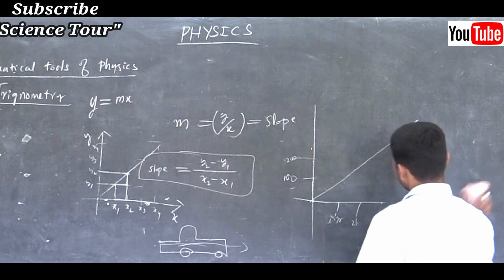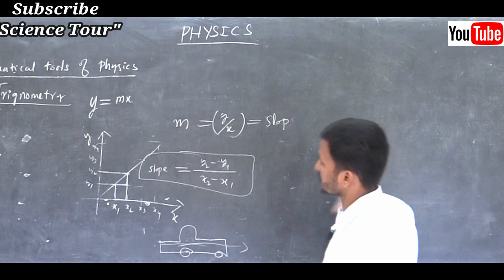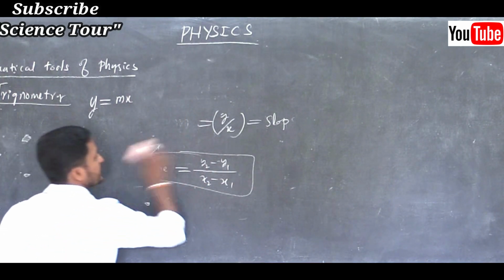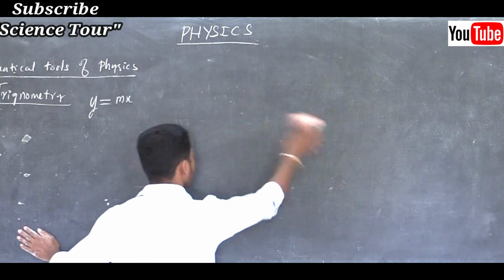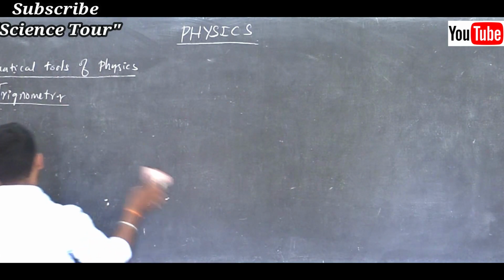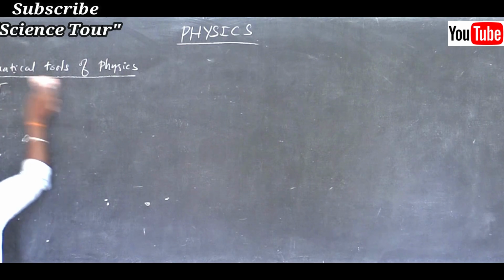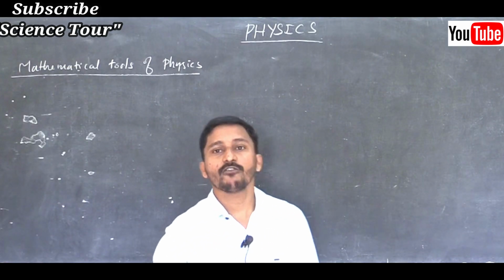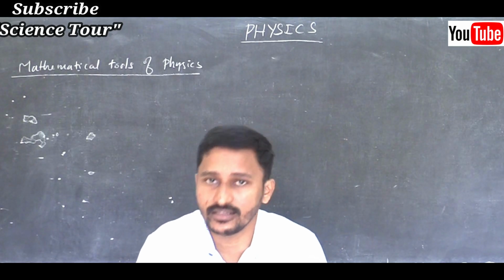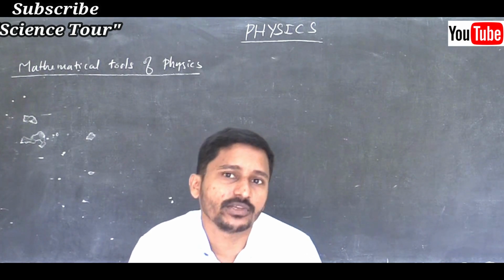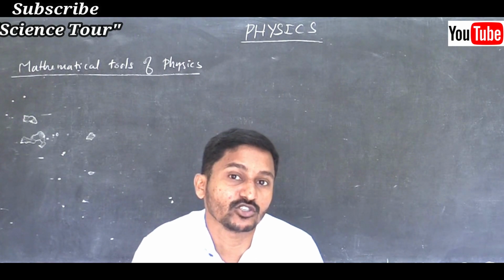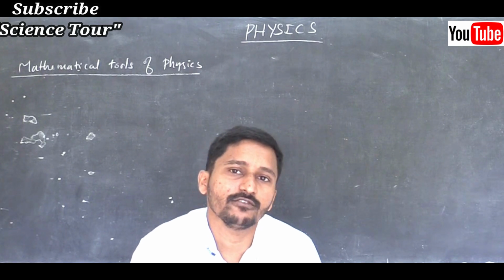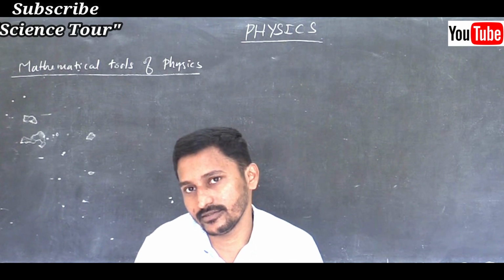In the chapter called motion in a straight line, we have to study this in detail. As of now, just remember that in a graph we get the slope, and slope is nothing but the variation of one axis with respect to another axis. It may be x with respect to y, or it may be y with respect to x. That is the thing.